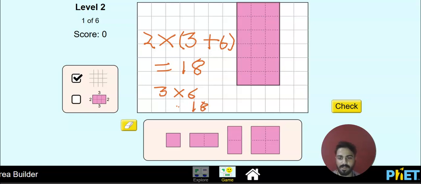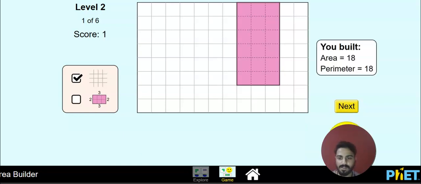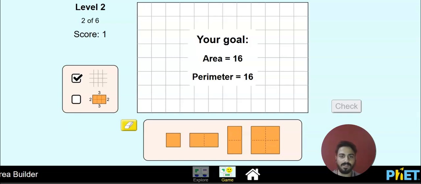Okay, very good. Once we've checked this, let's move to the next question. Your goal is to find an area of 16 and a perimeter of 15, and this is your homework for today. We'll discuss it tomorrow.